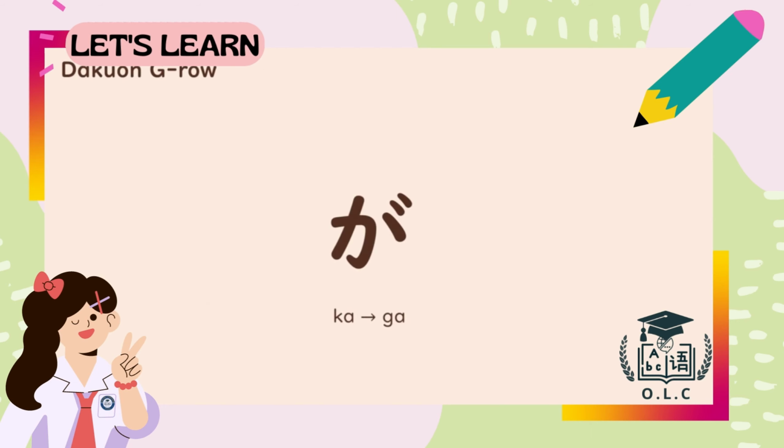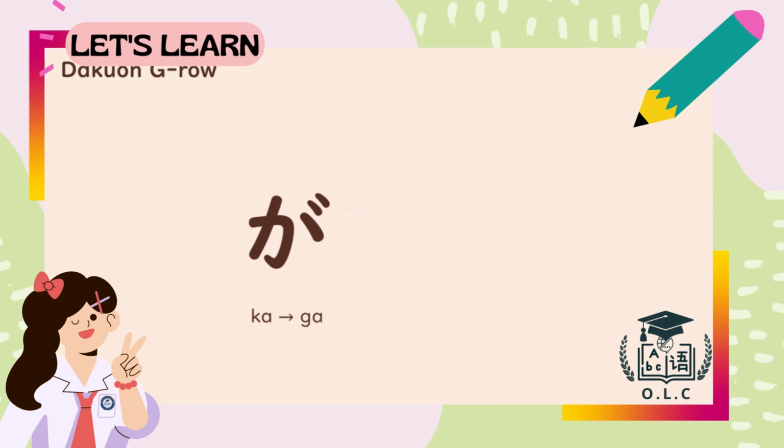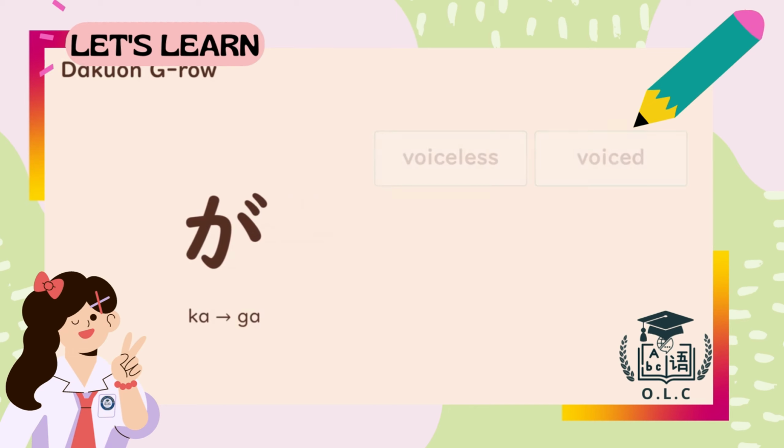Now, ten are basically voicing markers. So when we add them to a character, the consonant sound of that character changes to a voiced sound. Ten is written on top right of a character, and it kind of resembles a quotation mark. Now, English has a lot of voiced and voiceless pairings, and this means that the 2 sounds are produced in a similar way, but one is voiced and the other is voiceless.